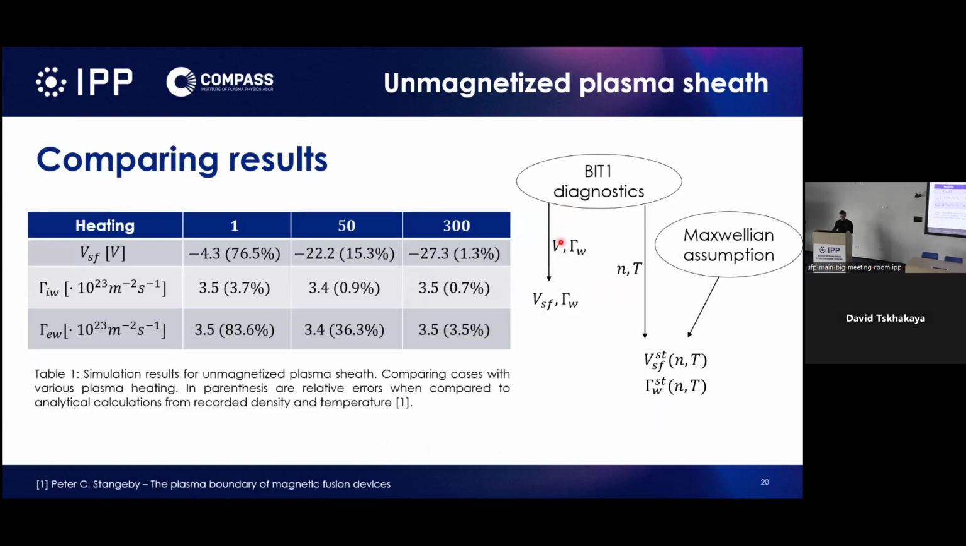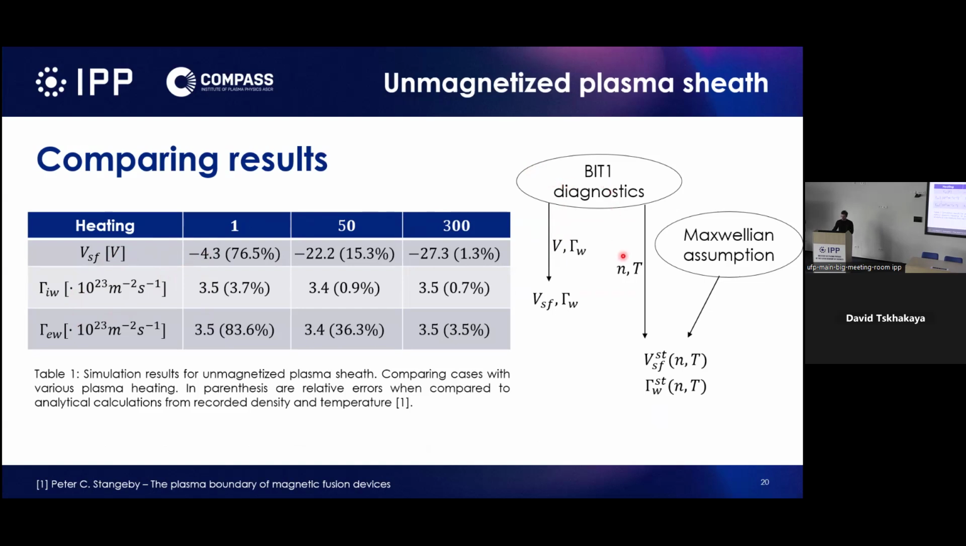So next we can go to quantitative comparison. Here I'm giving the result of the floating potential and the ion and electron wall fluxes as recorded by the BIT1 code for the heating 1, 50, and 300. And we can compare these values to differently obtained values.